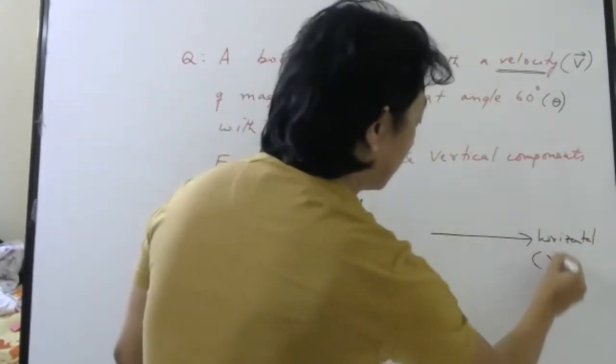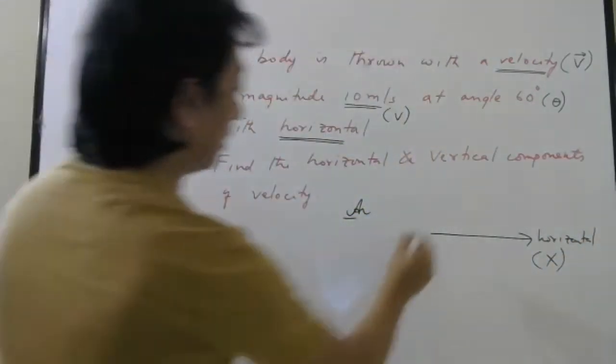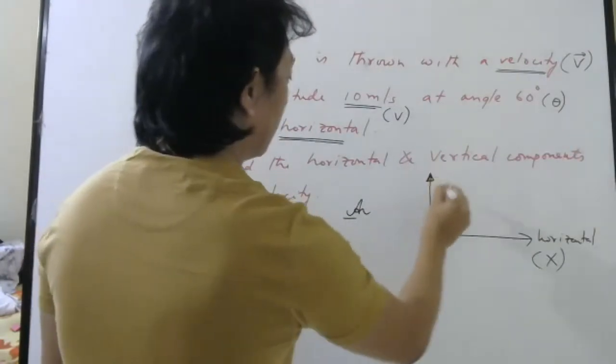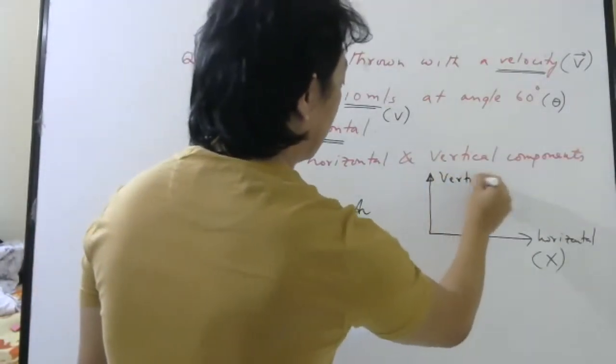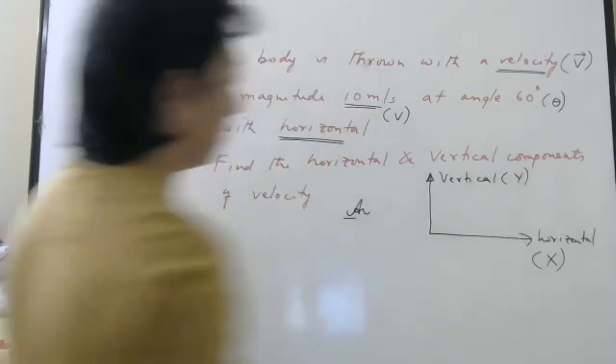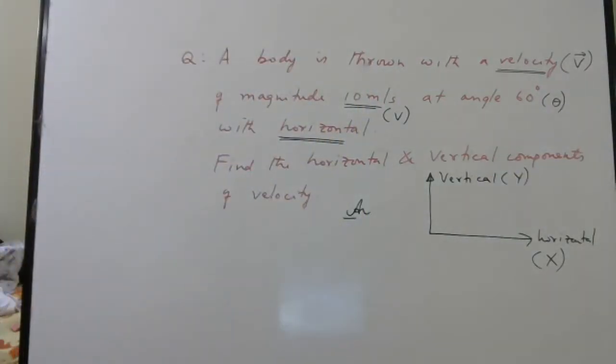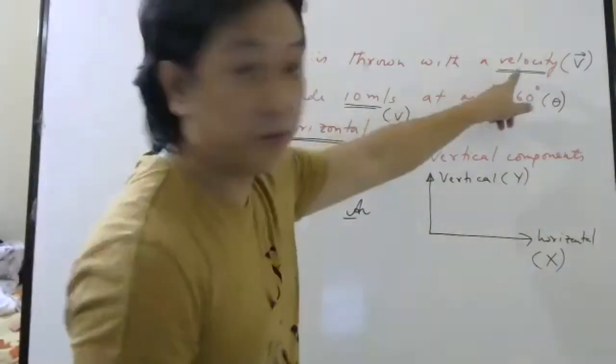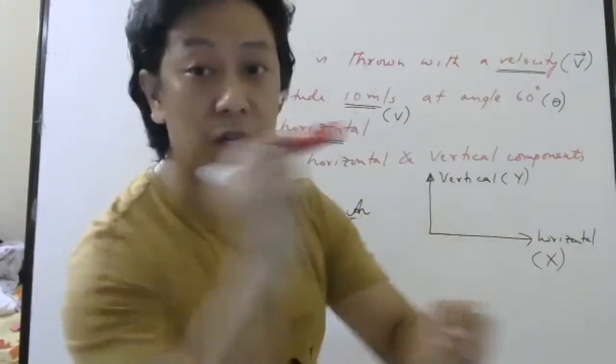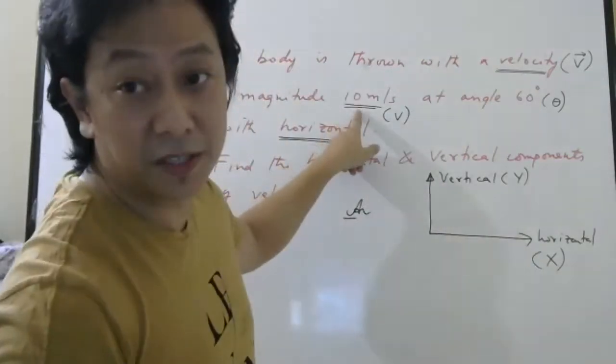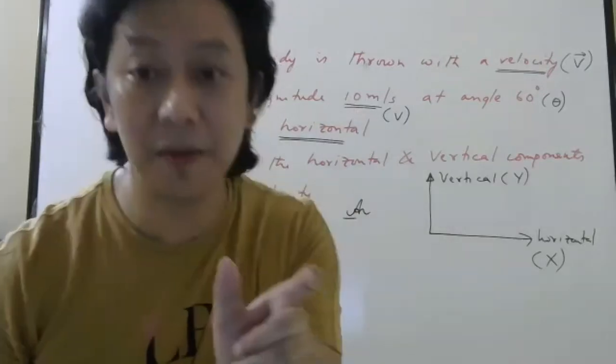Then this will be, let us say, my x-axis. Then my vertical will be here. This is my vertical, which is my y-axis. Okay. Now, in the question, what they have told is that a body is thrown with what velocity? 10 meter per second. So the magnitude is 10 meter per second.